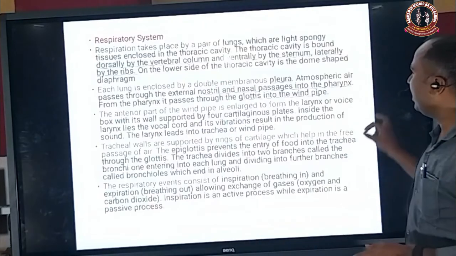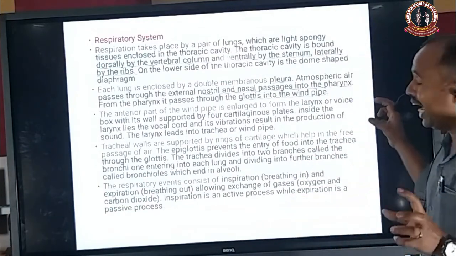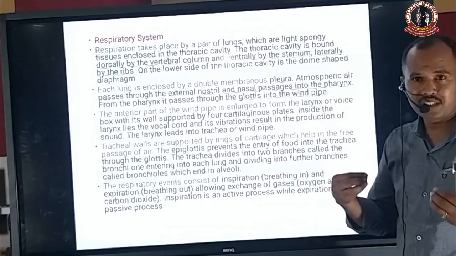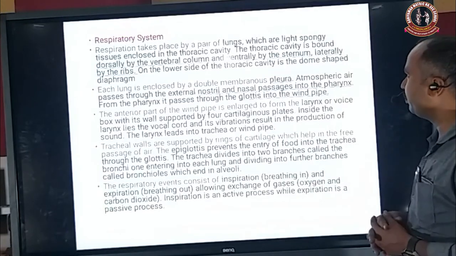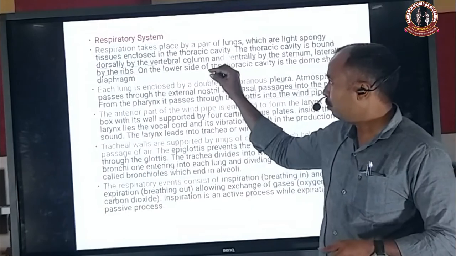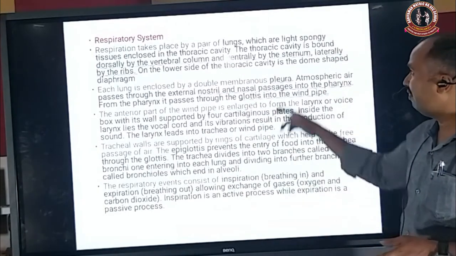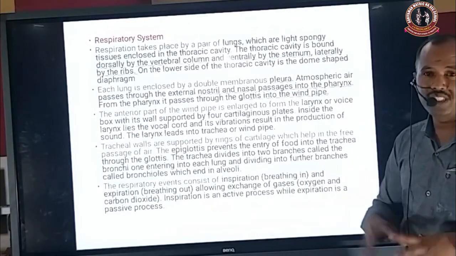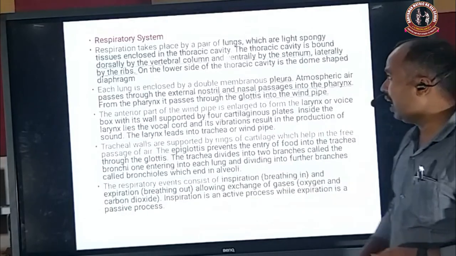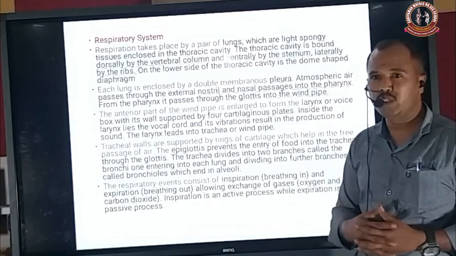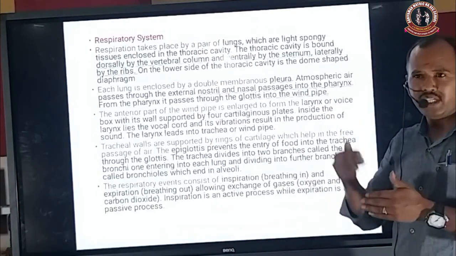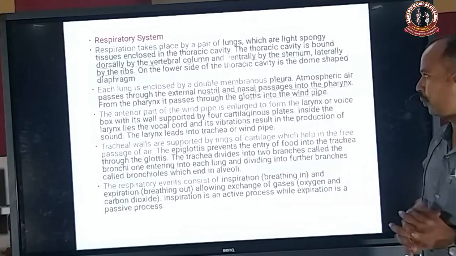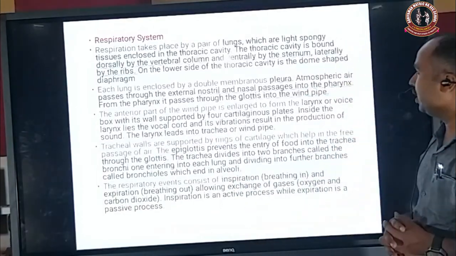Respiration takes place by a pair of lungs, which are spongy tissues enclosed in the thoracic cavity. The lungs lie within the thoracic cavity. The thoracic cavity is bound dorsally by the vertebral column, ventrally by the sternum, and laterally by the ribs. Because it is a vital organ, it is protected dorsally, ventrally and laterally. On the lower side of the thoracic cavity lies the dome-shaped diaphragm, a structure between the thoracic region and the abdominal region. It mainly helps in the process of breathing. Each lung is enclosed by a double membrane called the pleura.